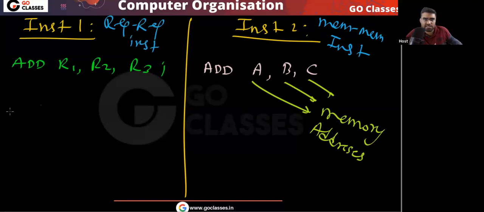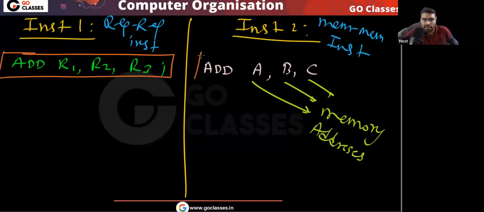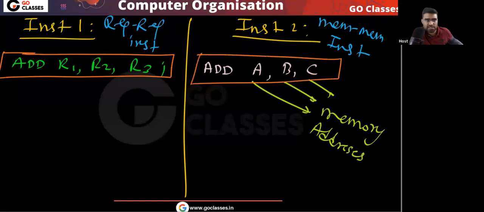You tell me which instruction is complex. Just use your common sense. Let's assume this is the instruction and this is the instruction. Two assembly language instructions I'm giving you. So which instruction is complex?